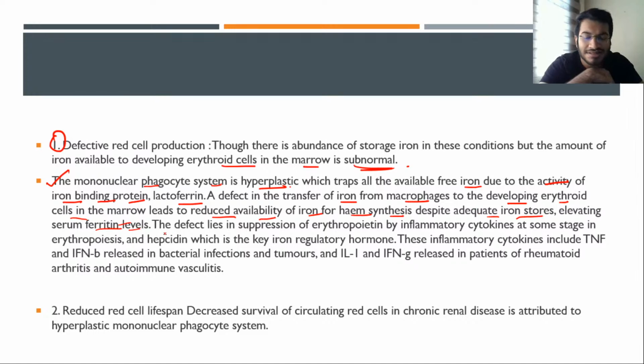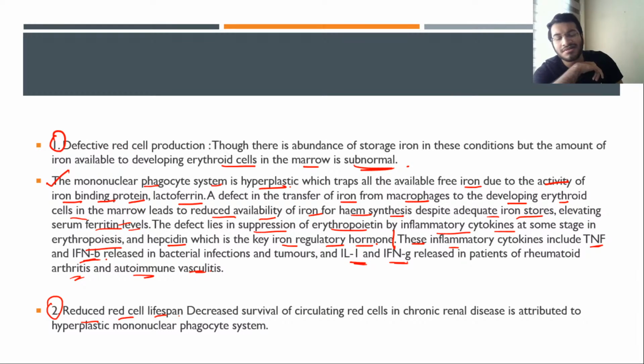elevating serum ferritin levels. The defect lies in suppression of the erythropoietin by inflammatory cytokines at some stage in erythropoiesis, and hepcidin, which is the key iron regulating hormone. These inflammatory cytokines include TNF and INF beta released in the bacterial infections and tumors, and IL-1 and interferon gamma released in the patients of rheumatoid arthritis and autoimmune vasculitis. Then the second one is reduced red cell lifespan.